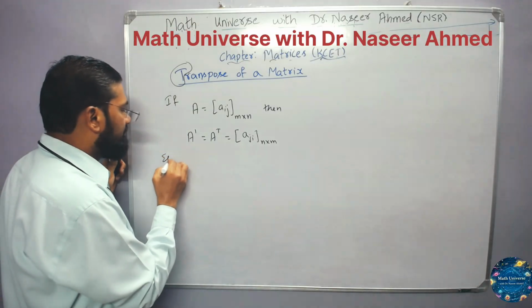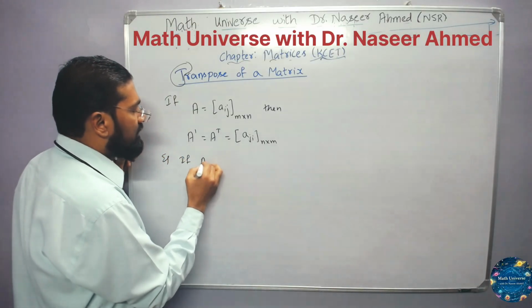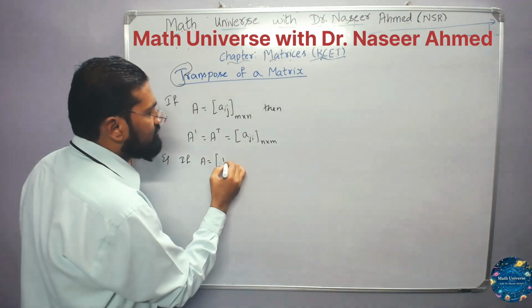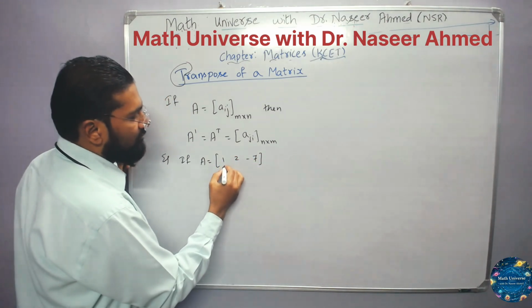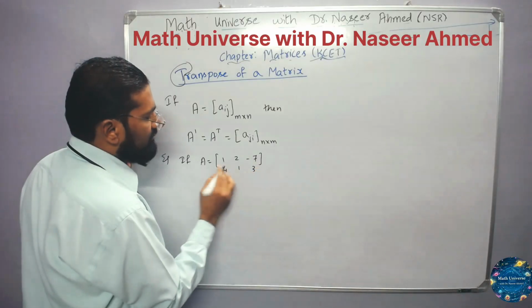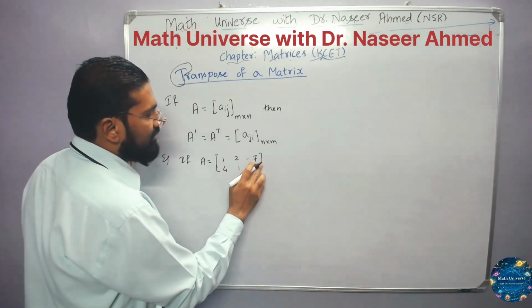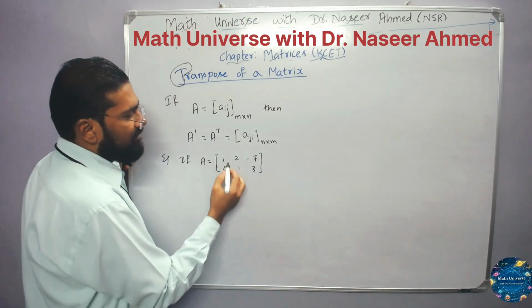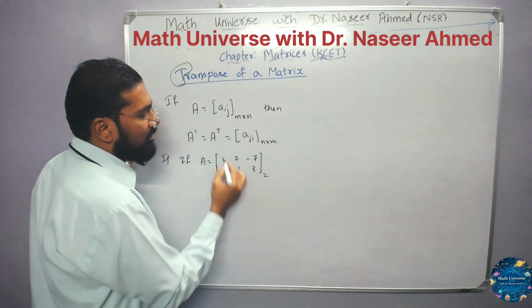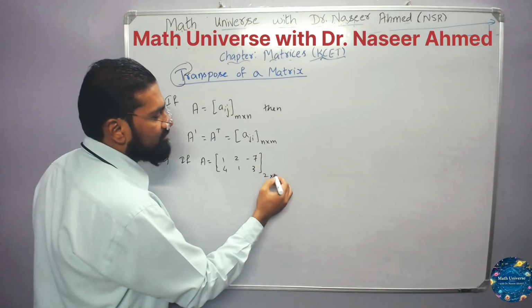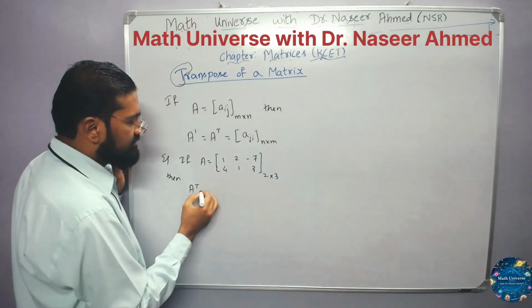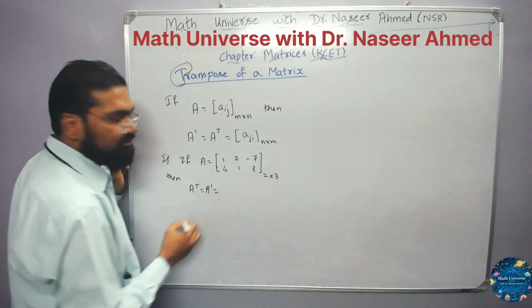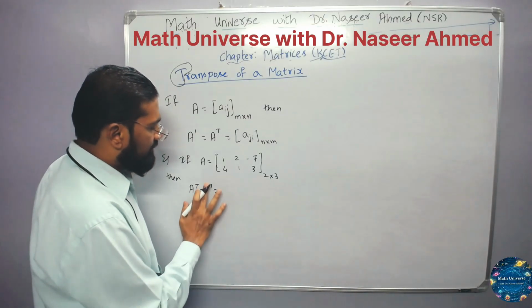For example, say we have a matrix 1, 2, minus 7. Let's add some more elements here: 4, 1 and 3. Let us extend this. And the order of this you can see. How many rows? 1, 2. There are 2 rows. And how many columns? 1, 2, 3. 3 columns. Then the transpose of this, any one of the symbols can be used, A power T or A prime.